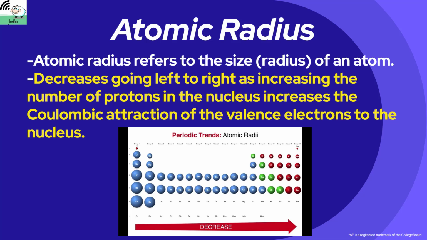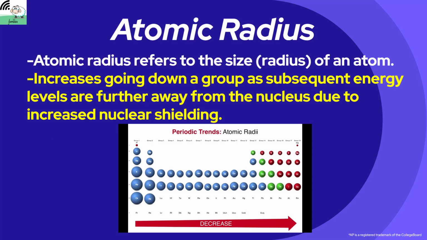So again, when we refer to the atomic radius, we're referring to the size of an atom. This decreases going left to right as the increasing number of protons in the nucleus increases Coulombic attractions of the valence electrons to the nucleus, and as those attractions increase, the electrons are pulled in closer, thus resulting in a smaller atomic radius. When we go down a group, the atomic radius increases as a result of the subsequent energy levels being further away from the nucleus, and as a result, you get a bigger atom.